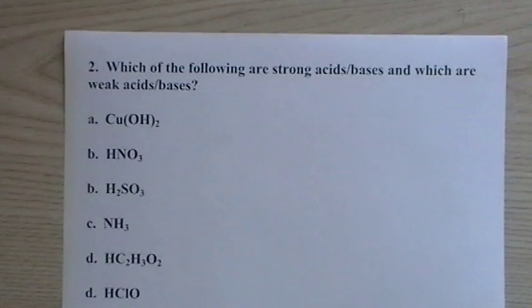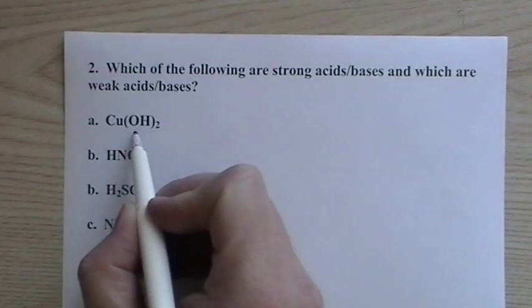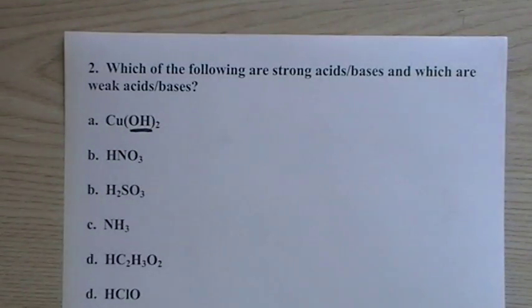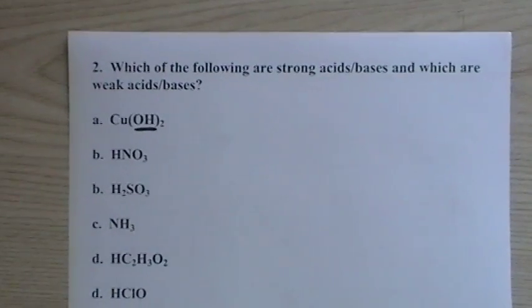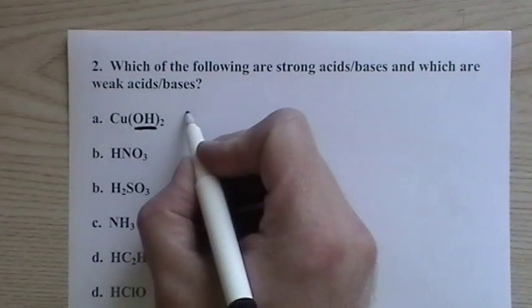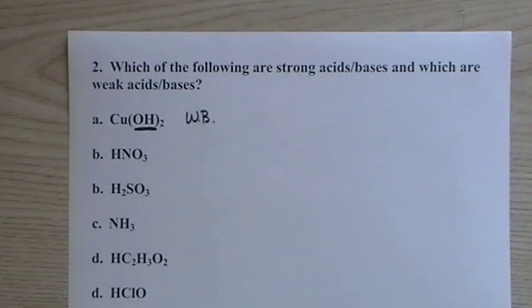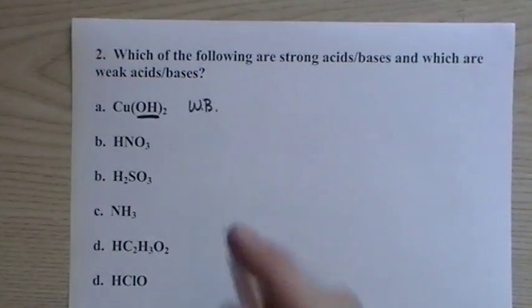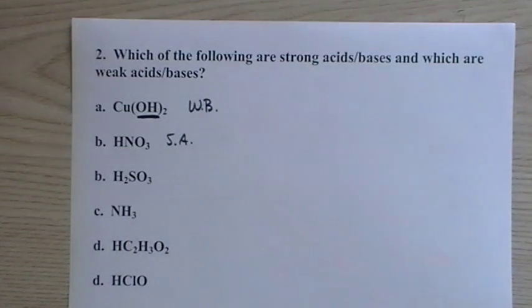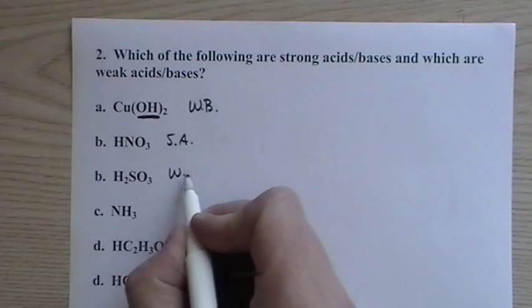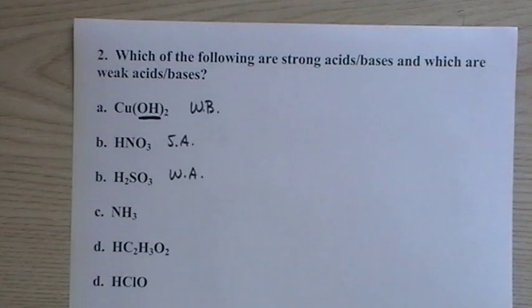So, we see copper(II) hydroxide. Hydroxide indicates that it's a base. Is it one of these 6? No. So this is a weak base. HNO3, that's nitric acid. That's one of the strong acids, so SA, strong acid. H2SO3, well, H2SO4 is sulfuric acid. H2SO3 is sulfurous acid, so this is a weak acid. If it's not one of the 6, then it's weak.